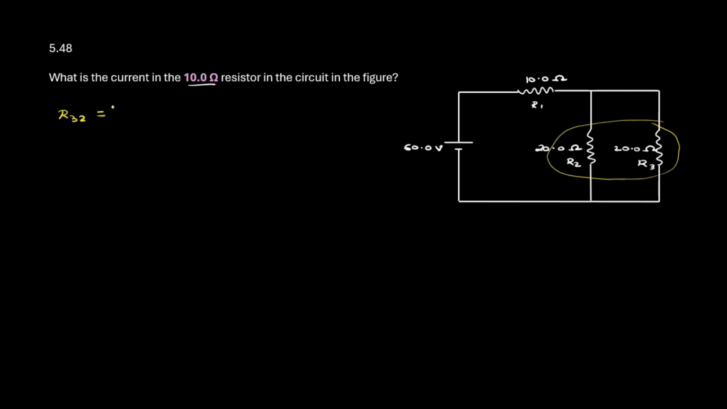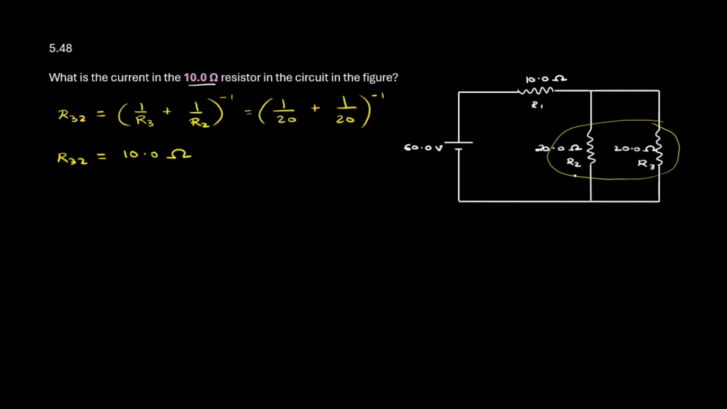Since they are in parallel, we use the rule (1 over R3 plus 1 over R2) raised to negative 1. So that gives me (1 over R3, which is 20, plus 1 over R2, which is also 20) raised to negative 1. So we get R32 to be equal to 10 ohm.